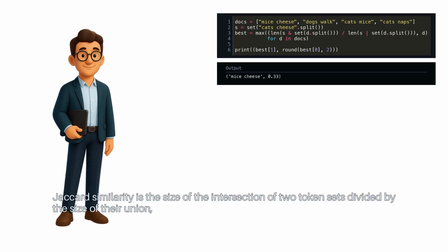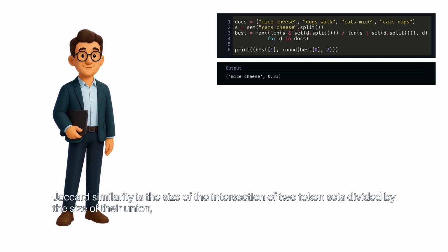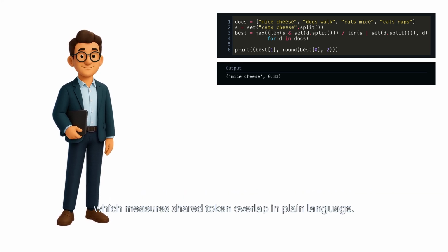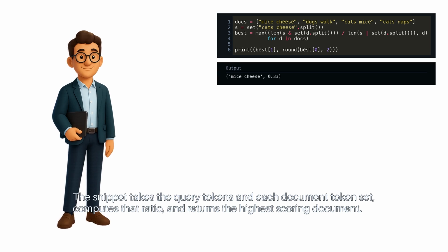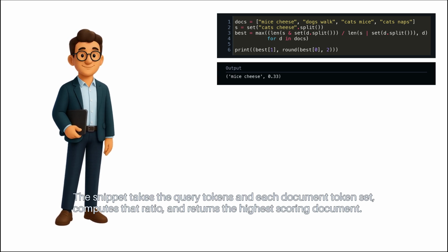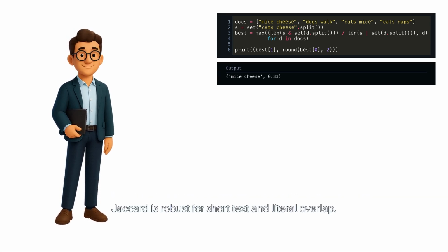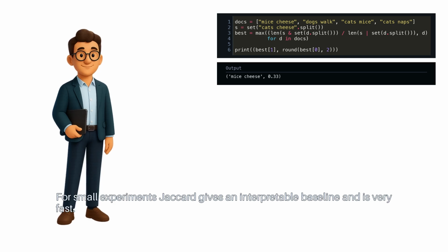Jaccard similarity is the size of the intersection of two token sets divided by the size of their union, which measures shared token overlap in plain language. The snippet takes the query tokens and each document token set, computes that ratio, and returns the highest scoring document. Jaccard is robust for short text and literal overlap. It will fail on paraphrases, so if you need semantic matching later, you would swap the metric. For small experiments, Jaccard gives an interpretable baseline and is very fast.